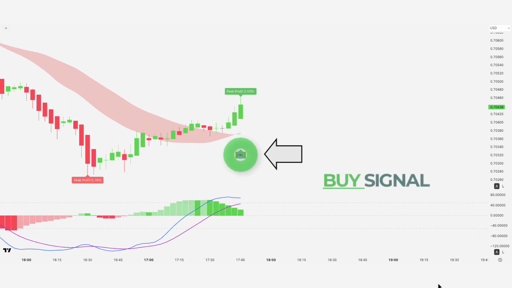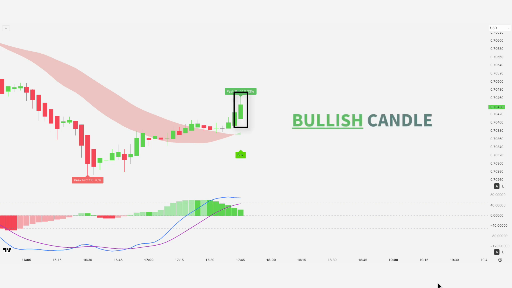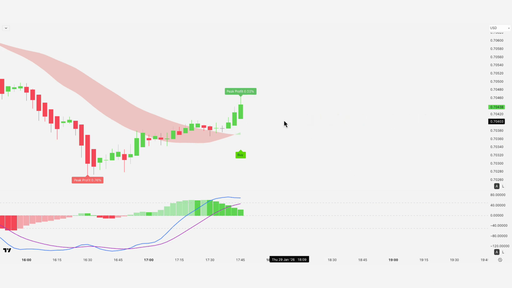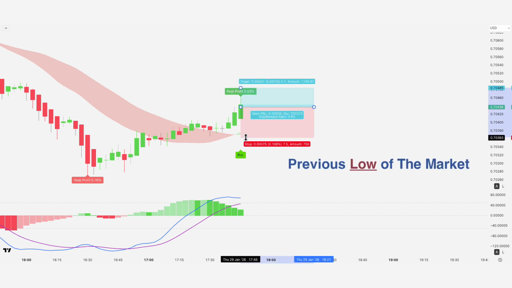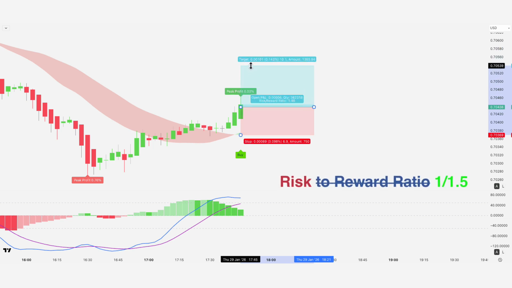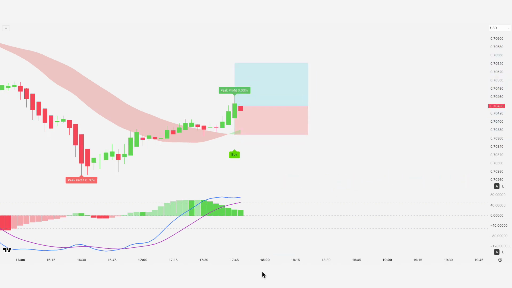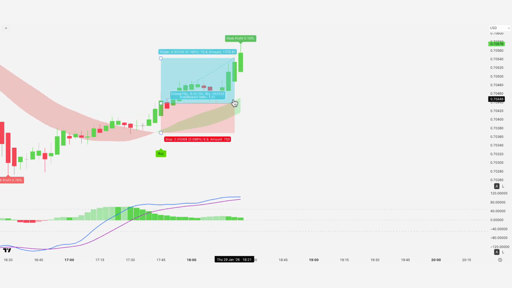Here the Ultimate Algo arrow of this indicator is a buy signal. Here the blue line of Volatility Adjusted is above the purple line. Here the market has made a bullish candle to give confirmation. So all our conditions are being fulfilled, so we are placing an order to buy. Our stop loss is to be placed at the previous low of the market, and the risk-to-reward ratio will be 1:1.5. Let's see what happens to our trade. We have won the trade. Let's find the next trade.